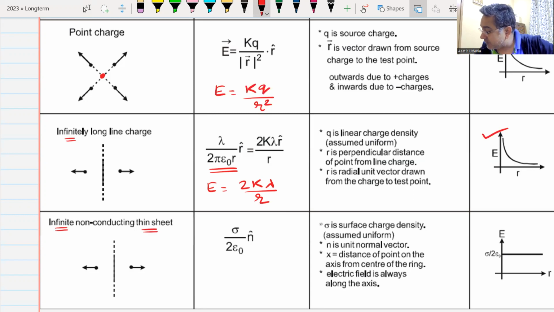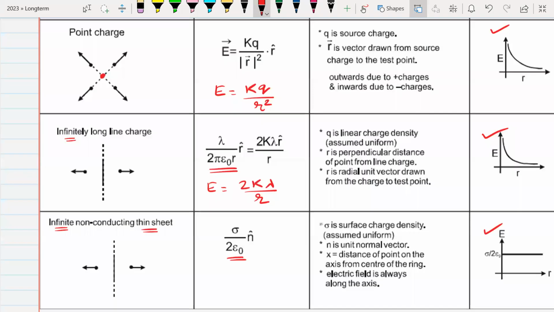Infinite sheet, sigma by 2 epsilon naught. I have given you this formula. And this is the only type of charge distribution which produces a uniform field. We understand this? I'll give you 2 minutes to note this down. Okay, then let's move on. We have done up till the sheet.